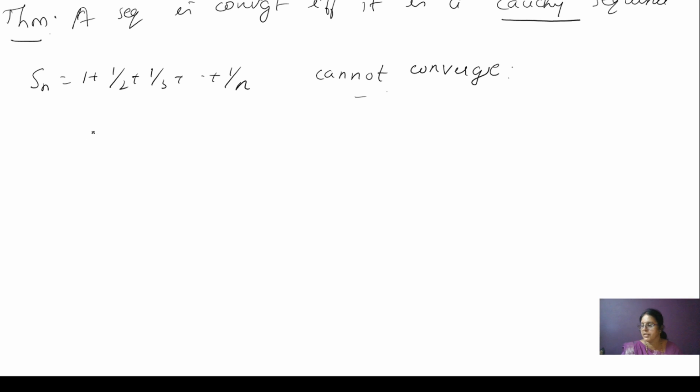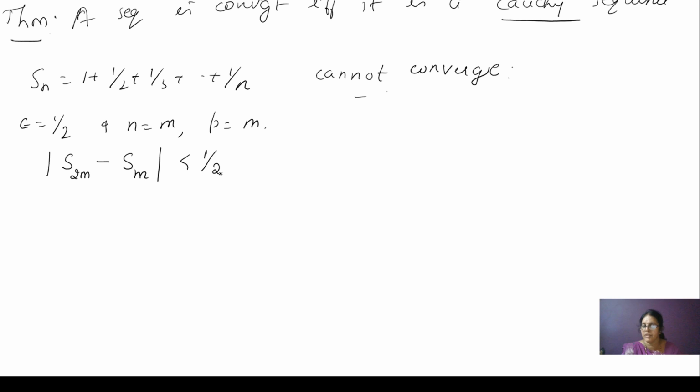For that I will now take epsilon equal to half, and take n equal to m and p also equal to m. So in Cauchy's general principle we have Sn1, which I will take as S2m, minus another Sn2, which I will take as Sm. This is less than epsilon.